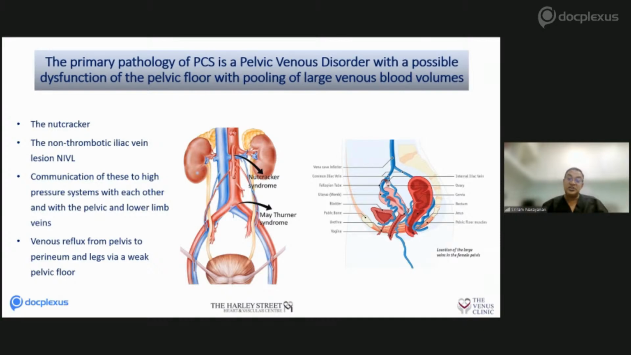Now, these pelvic veins also communicate with veins in the leg. So in addition to having pelvic symptoms, limb symptoms come into play. So you can have varicose veins, leg swelling, things that get worse just before or during the period. And this is typical of a pelvic venous disorder.